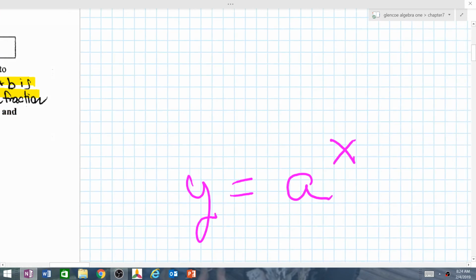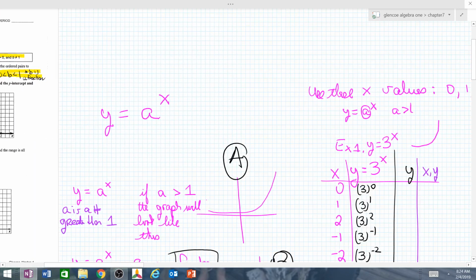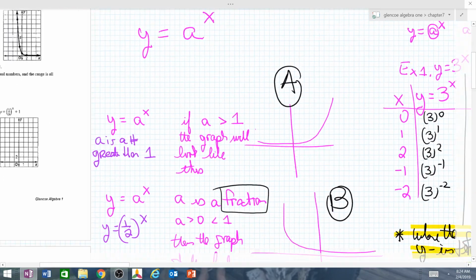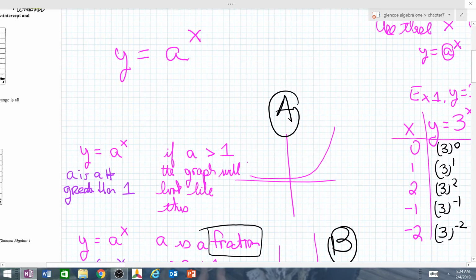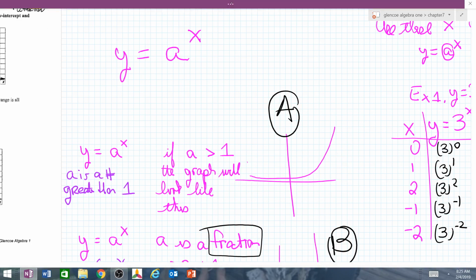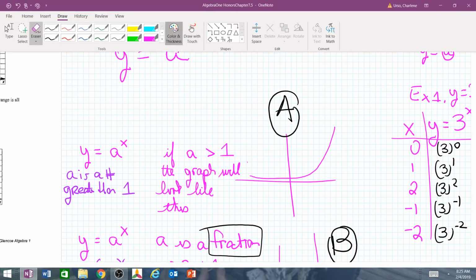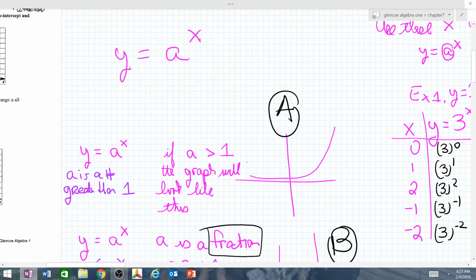I'm going to explain two things to you really quickly. First thing is this. If the equation is in the form y equals a to the x, and a is a number greater than 1, like 2, 3, 4, or anything to the x power, the graph is going to look like this. It's going to go from the left to the right, and it's going to make what we call half of a U-shaped curve. Are you guys with me?